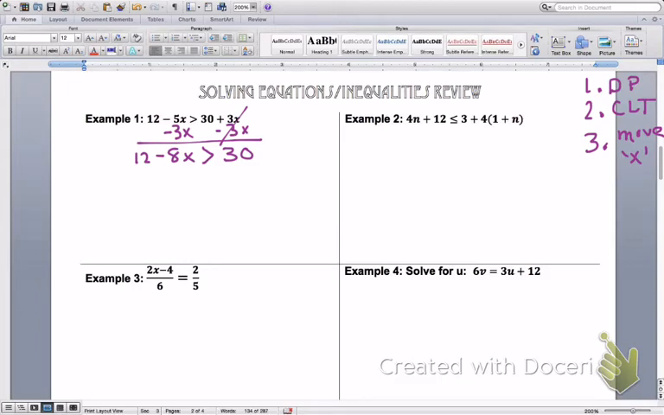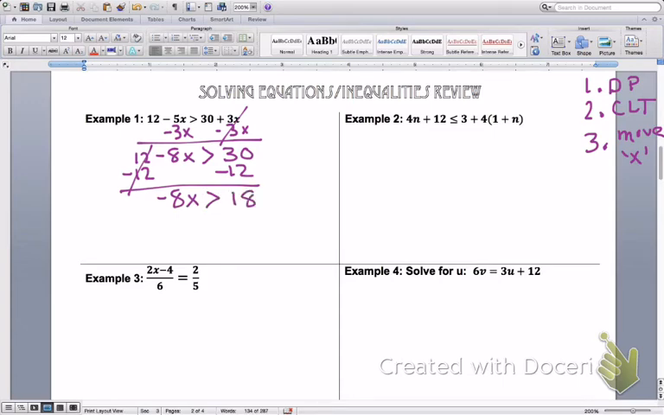Then we're going to group the numbers, which is the 12 and the 30, or our integers. So we're going to move the 12 to the right. So I always do the opposite of what I did with the x term or the variable term. So letters to the left, numbers to the right. You can do it backwards if you prefer. So we have negative 8x, inequality does not change, 18.